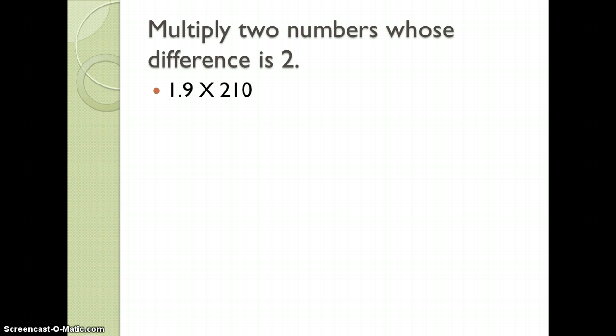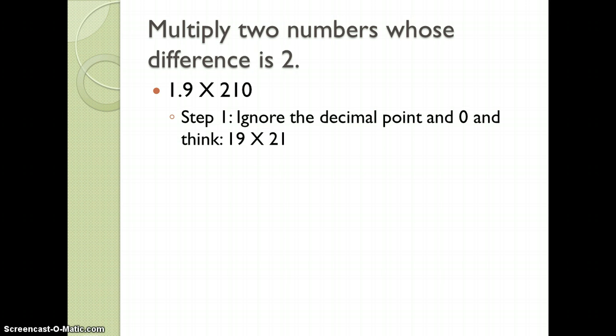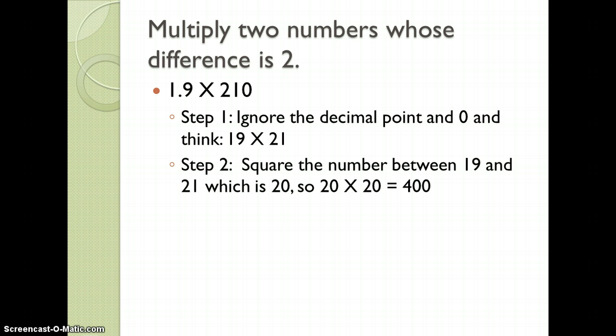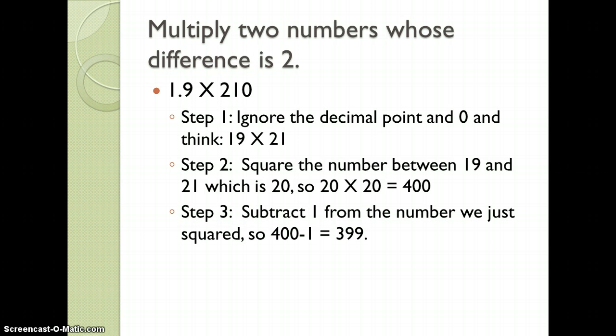Let's look at 1.9 times 210. If we ignore the decimal and the 0, we see it's 19 times 21, which does have a difference of 2. Let's first ignore the decimal point and 0, thinking to ourselves 19 times 21. Step 2, we're going to square the number between 19 and 21, which is 20. So 20 times 20 is 400. Then we'll subtract the 1 from the number we just squared. So 400 minus 1 is 399. And apply the test of reasonableness. If we were to take 2 times 200, we would get 400. So our answer of 399 is reasonable.